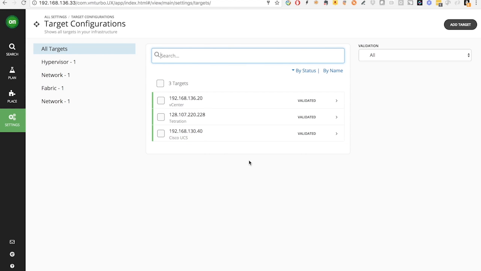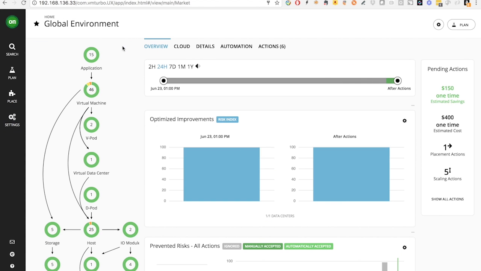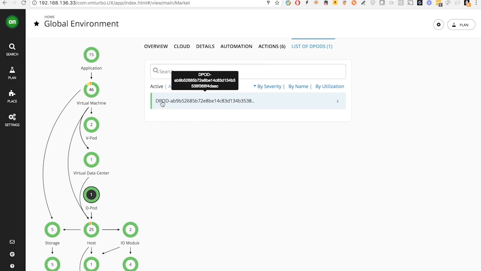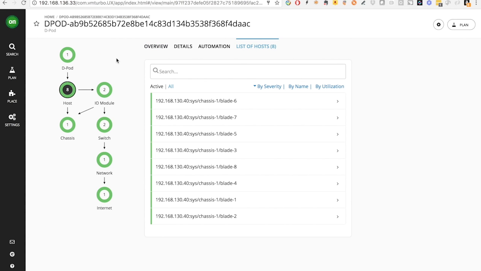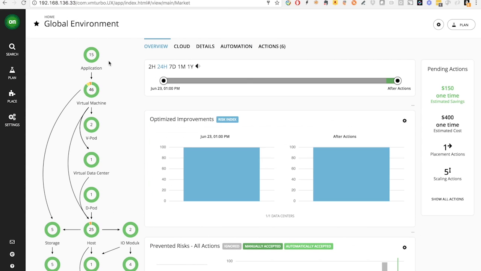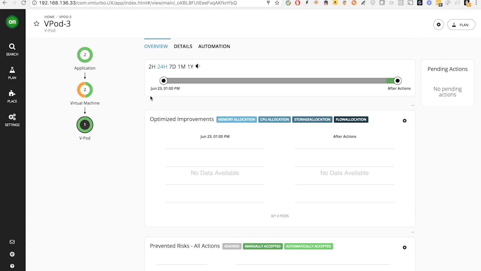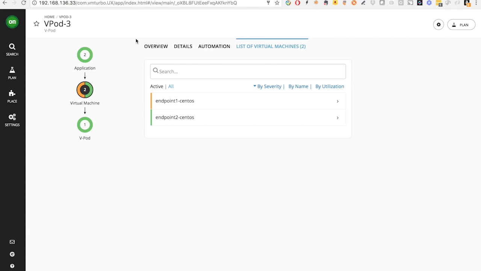In Turbonomic, we have already added all the targets from the Turbonomic UI, including the vCenter, Cisco Tetration, and Cisco UCS. After that, you get immediate visibility for the entire IP stack, from applications all the way down to the physical chassis. For every UCS domain, we created one entity called dpod to represent all the physical hardware that is closely connected to each other, for example, all the blades in the same UCS domain. For endpoints that are communicating with each other, we created vpod, which relies on the Tetration flow patterns and application dependency mapping. For example, this endpoint and endpoint 2, which we see from Tetration.